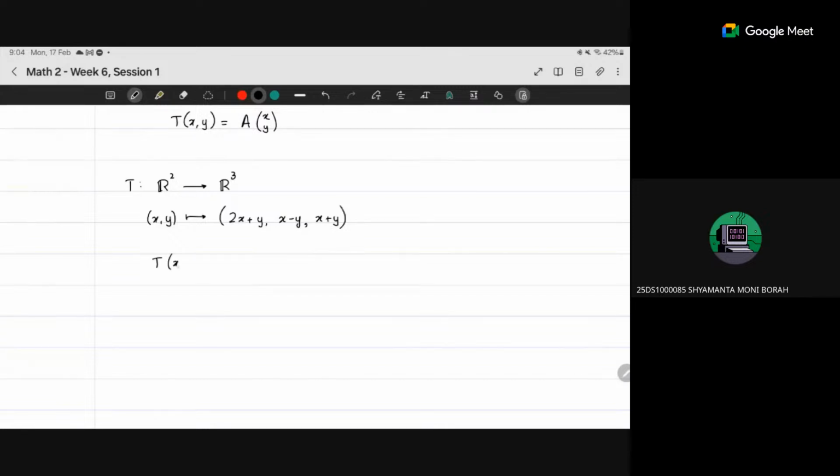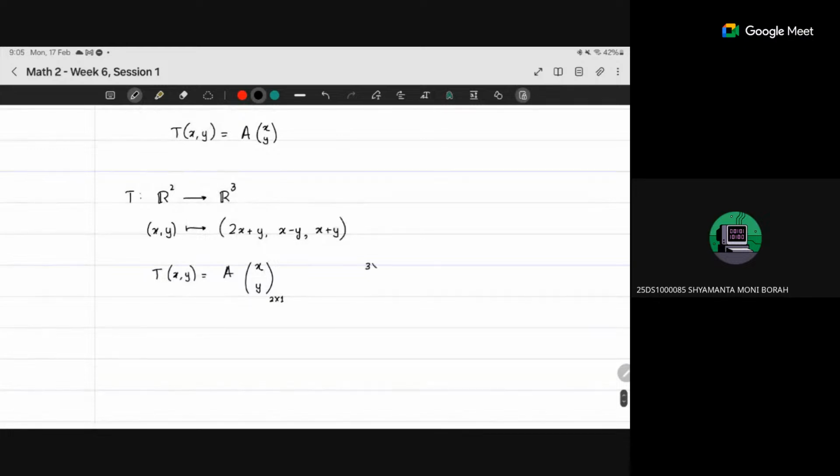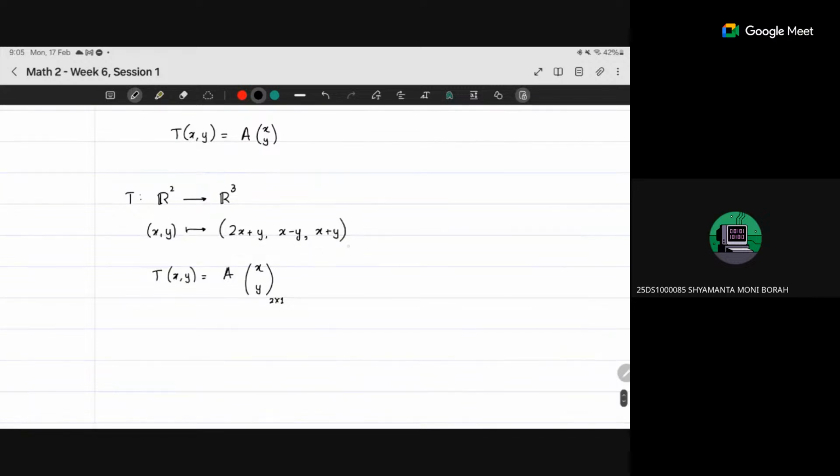So suppose I want to write T of xy as A times xy, where A is some matrix. Now this is a 2 cross 1 matrix, and T of xy is actually a 3 cross 1 matrix, right? I'm writing it in terms of column vectors. Here it looks like it's a 1 cross 3, but ultimately I want to write it as a column vector, so I'll write it as a 3 cross 1 vector. So what should be the dimension of this A? 3 cross 2. So it has to be a 3 cross 2 matrix.